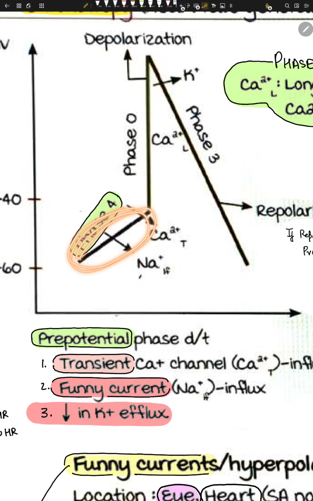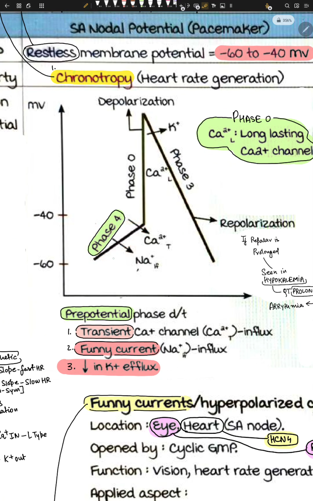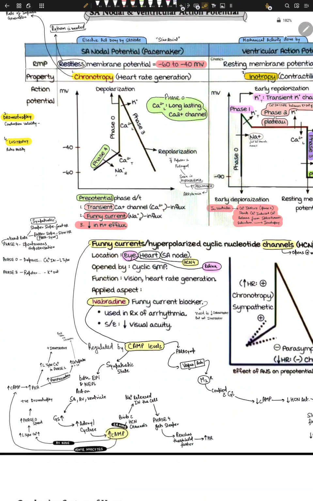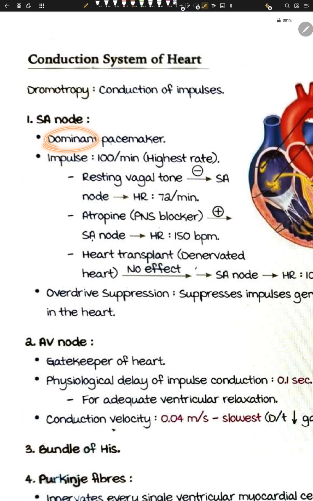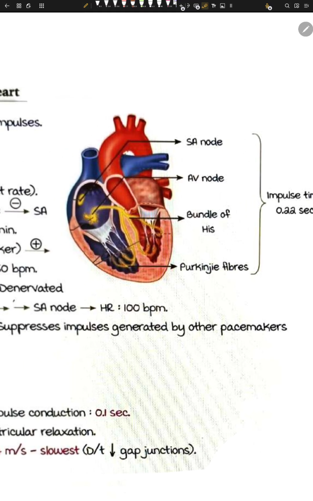And this is the fastest among both of them, right? So it's happening again and again, 100 times in 1 minute. That's the reason we call the SA node the dominant pacemaker, because it has the fastest rate of spontaneous depolarization. It is the fastest rate of phase 4 happening, 100 impulses per minute. And this is why it is dominant. All the other pacemakers, like the AV node or maybe the bundle of His, are slower, and they get suppressed by the SA node rhythm, right?